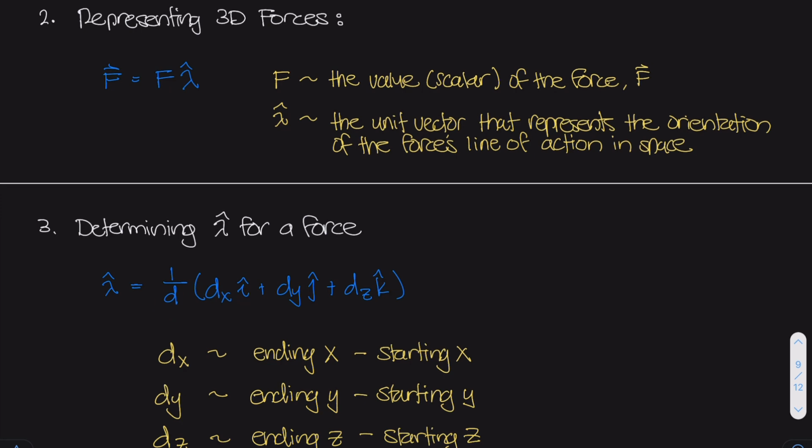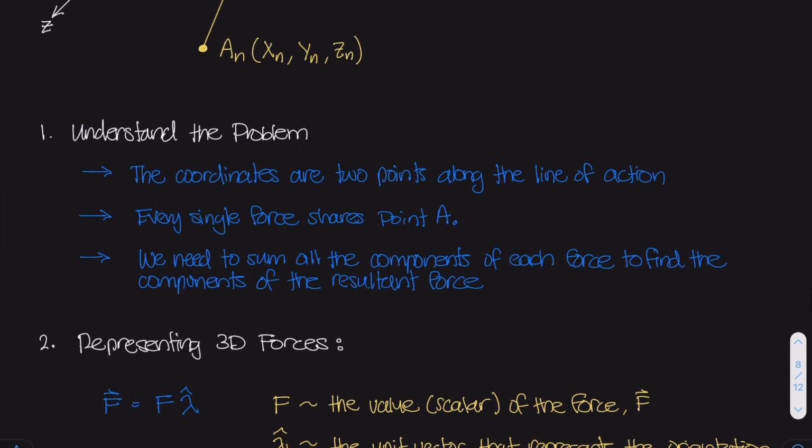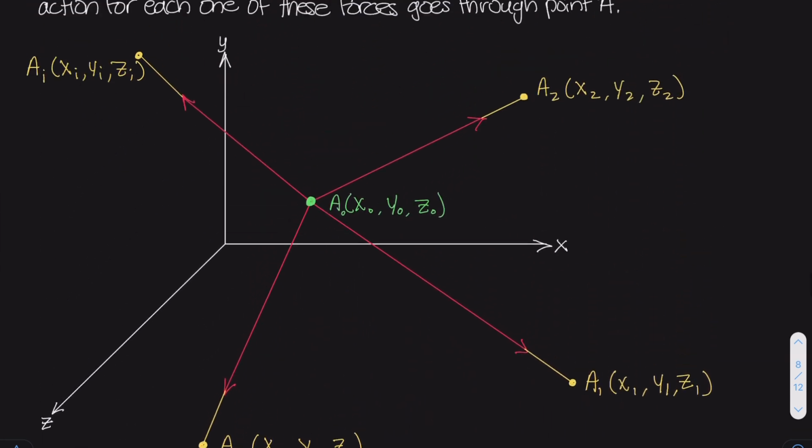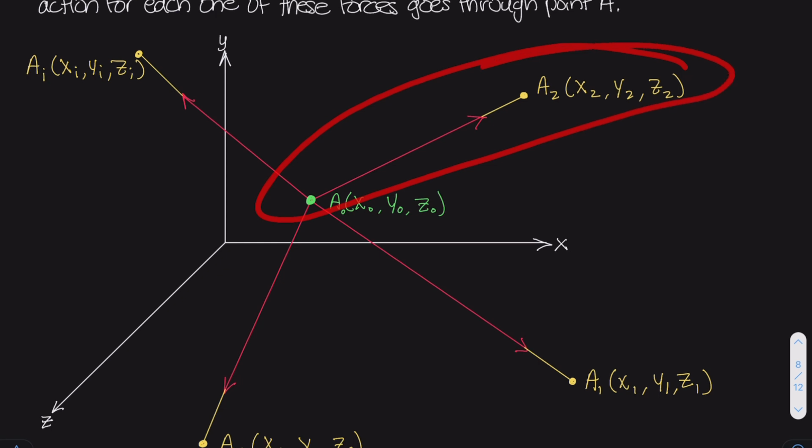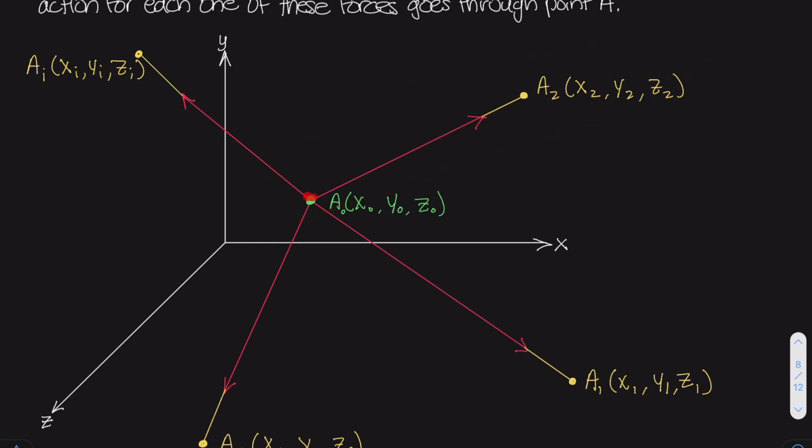Now, what are these d values? Well, this d right here, that is going to be the distance between any 2 points that we're looking at. So for an example, if we're looking at this force right here, it goes from A naught all the way up to A2. And so the d distance is going to be the distance from A naught all the way up to that second coordinate, A2.